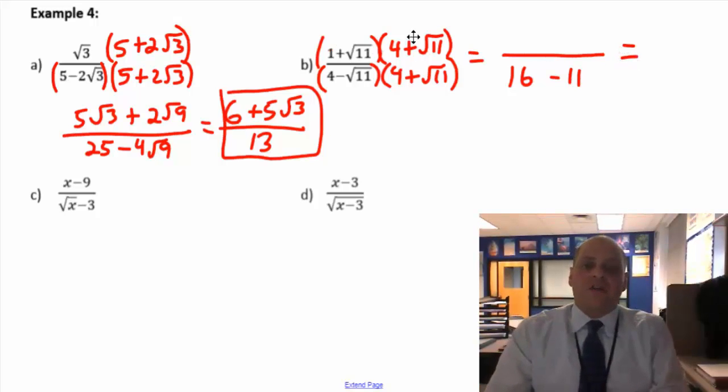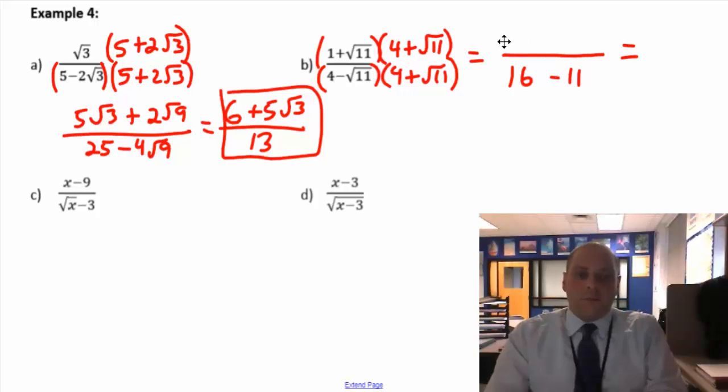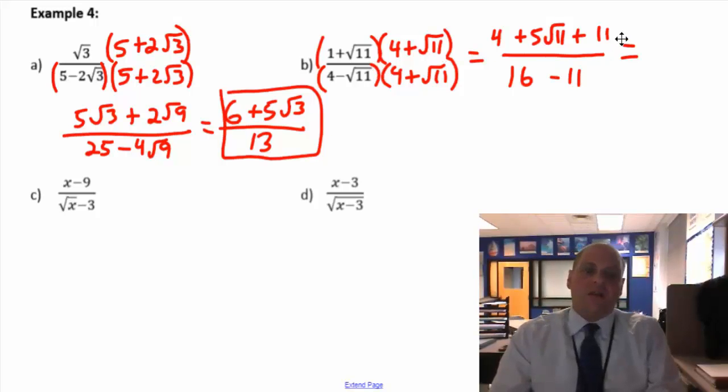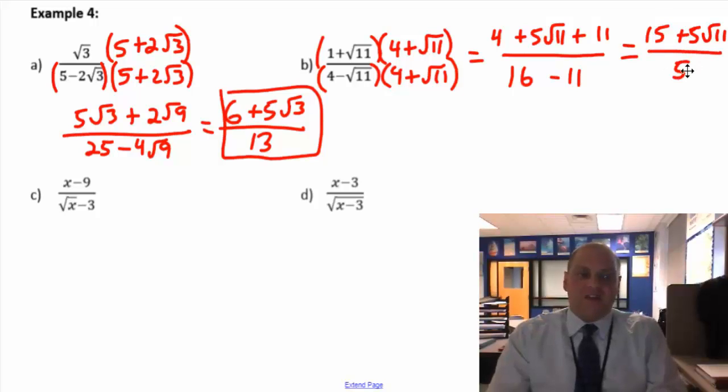The numerator's tough because you have to distribute. So you get 4, and then you get 1 radical 11 and 4 radical 11. So it's going to be 5 radical 11 total, and then plus 11. Radical 11 times radical 11 is just 11. So you end up getting 15 plus 5 radical 11 over 5, and then you can simplify this because 15 over 5 is 3, and then this is a 1. So 3 plus radical 11 would be your final answer there.